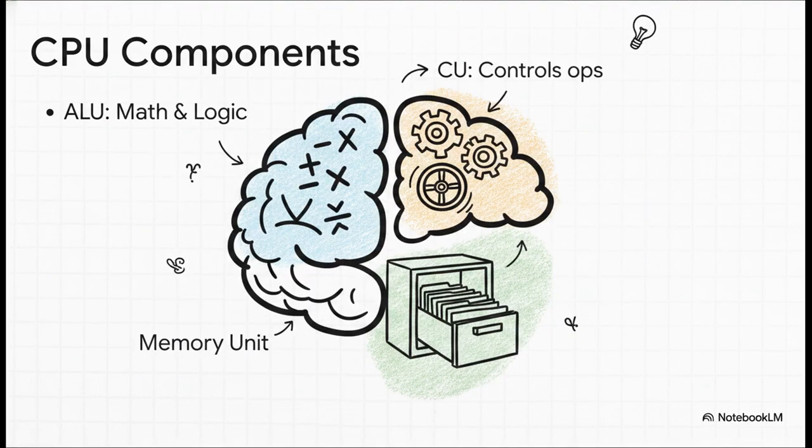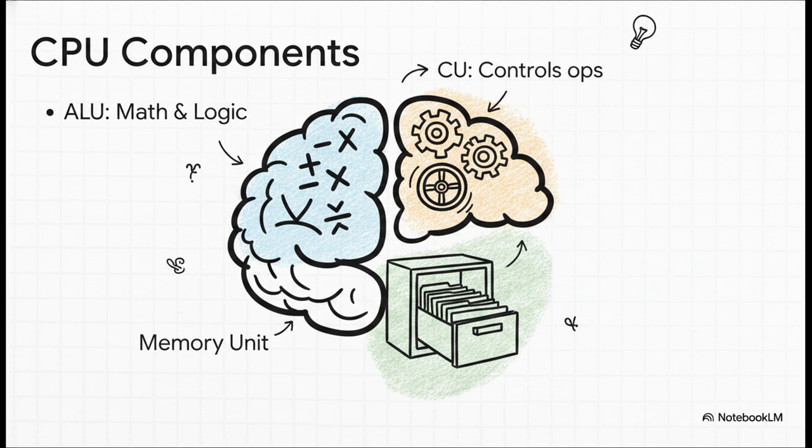So the CPU is just one big solid block, right? Actually, scratch that. It's not a monolithic block at all. It's actually made up of 3 specialized components, kind of like the different lobes of a human brain. First, we have the ALU, the arithmetic and logic unit. Think of this as the calculator lobe. It handles all the heavy math like addition, subtraction, division, and all those logical comparisons.